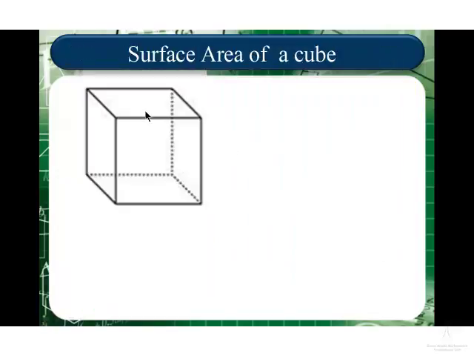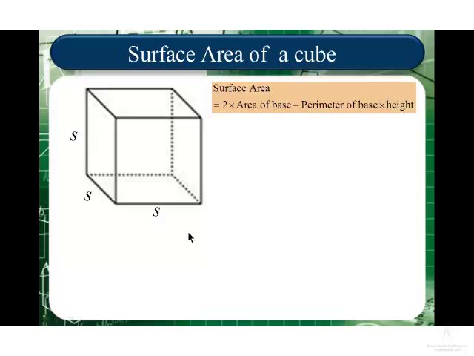In the next example we show the surface area calculation for a cube. Here we have the representation of the cube, and let's say the side lengths will be S for the given cube. Now in this case the top and the bottom will be squares, as well as the 4 sides in this particular case.